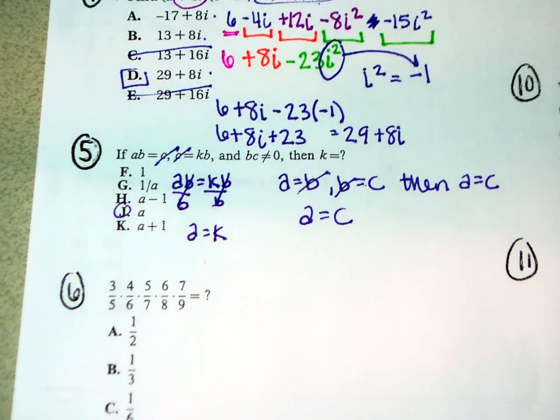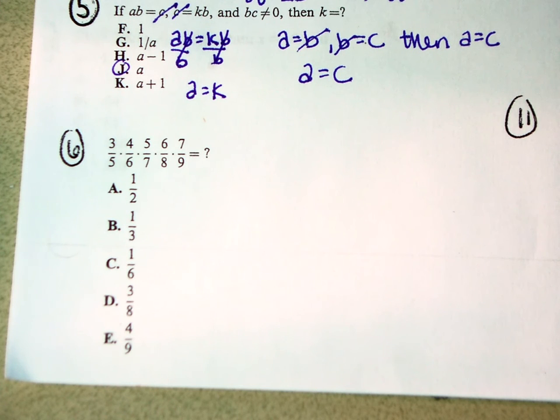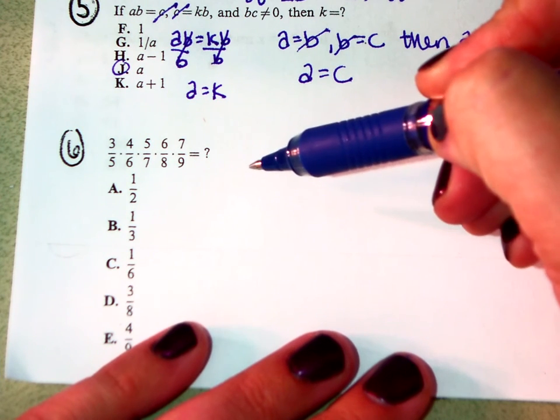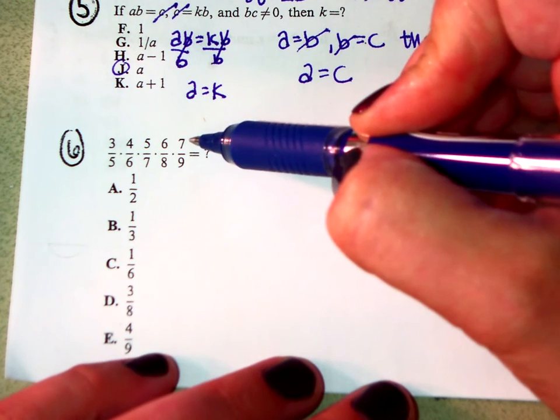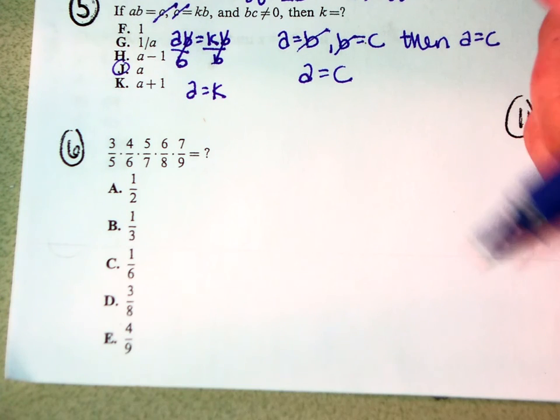Number 6 is a great problem because it's a huge time waster. We've got a bunch of fractions. You can take forever typing these fractions into your calculator if you're wanting to, and typing math enter, but that is a huge waste of time. Notice how all of these fractions are being multiplied. That means that if I have a number on the top and a number on the bottom, since the fractions are being multiplied, I can cancel them.